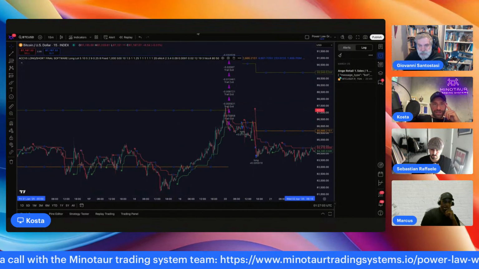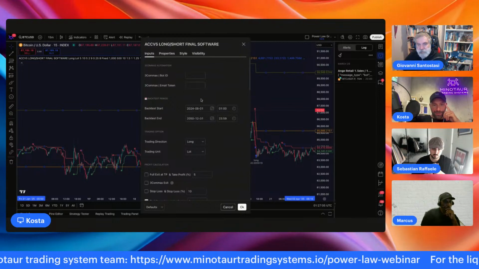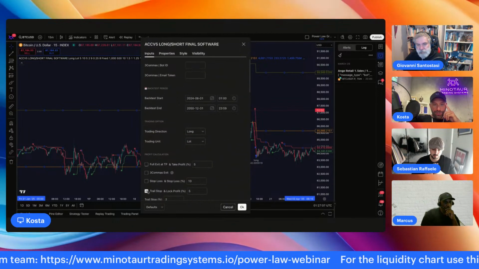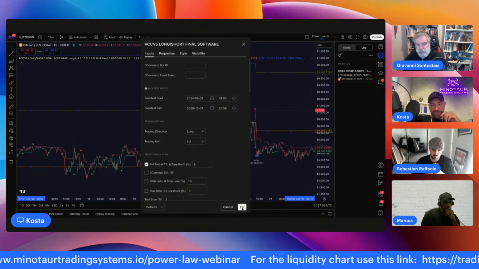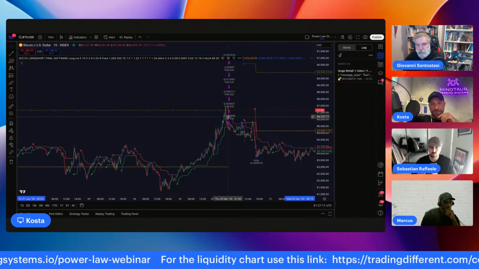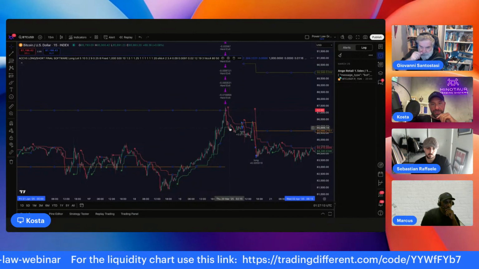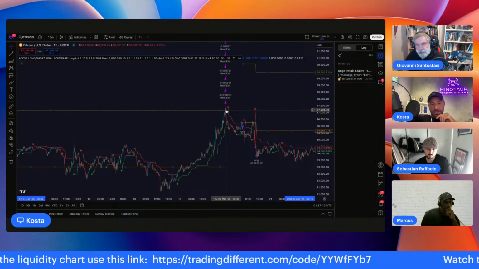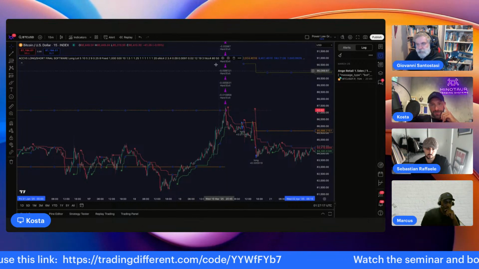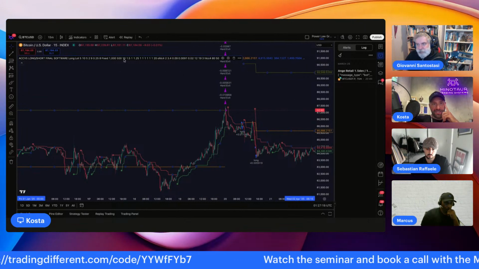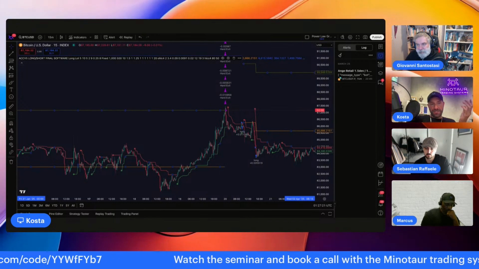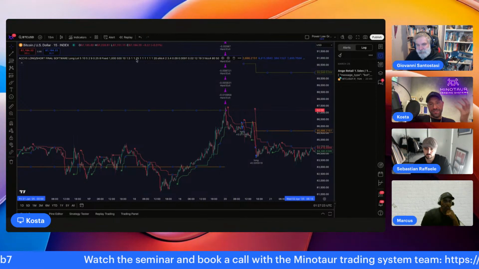Yeah, this one here actually is a trailing take profit, which is interesting. So we've got a lot of features. One of the things that we call this is a Swiss Army knife. So as you can see, if we make that slight change, remove the trailing take profit, and go with a fixed take profit at 5%, it's hitting it exactly at the top of that peak. So yeah.